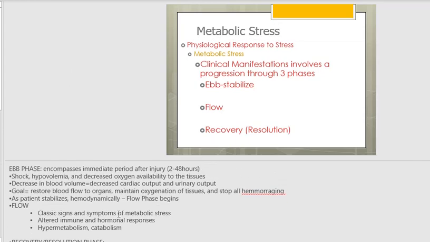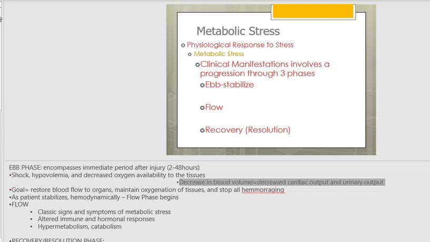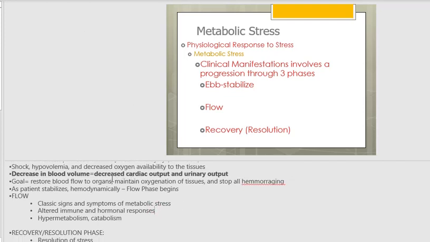Our goal, as she indicated, is to stabilize the patient. So we want to restore normal blood flow. If they're bleeding or hemorrhaging, we want to stop it. And we want to restore oxygenation to all tissues. So if they're unable to breathe on their own, we want to put them on the ventilator so that they're able to breathe.